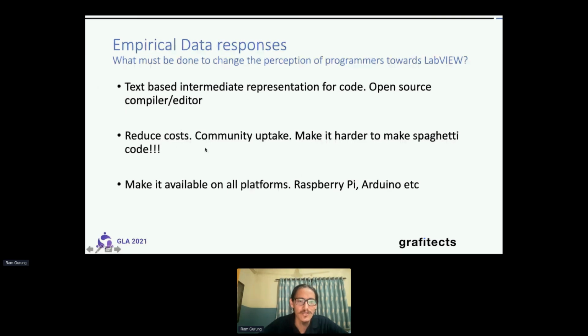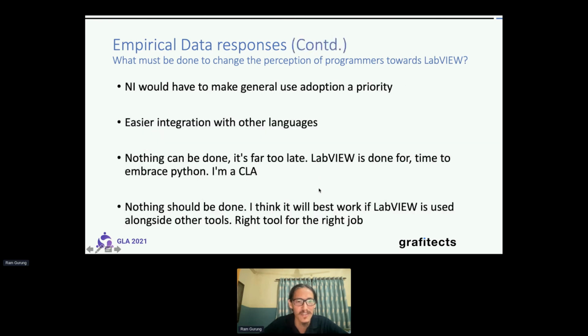And yeah, so community uptake, make it harder. We do not know again. I think awareness is required for this one also. And this is general purpose again, the same thing. General use again, it's the thing that is coming up again and again. Easier integration. I think we're moving towards it again and again with each iteration of LabVIEW. And this is where I cannot just include something rainbowy.